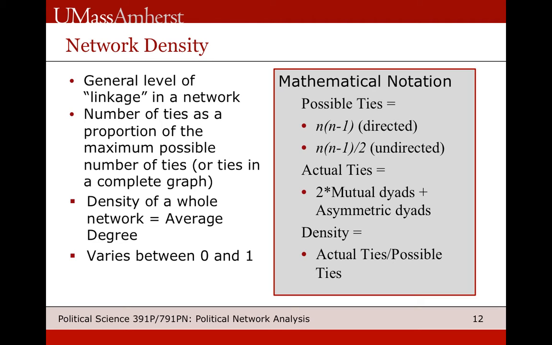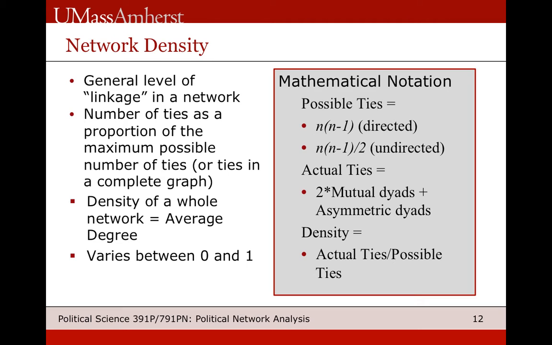Why do we want to have it as a proportion? Because that will allow density to range between 0 and 1, which is always a good thing when you're dealing with statistics. And so the density of a whole network is going to simply be a normalized average degree. Now, we can see in our mathematical notation that, in essence, whenever you're calculating possible ties, it's slightly different depending on whether it's a directed or undirected network.